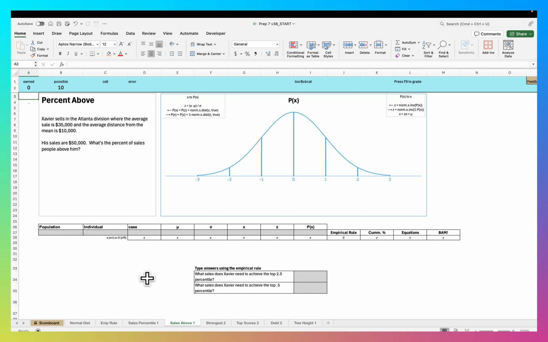Now in this problem, we're going to look for sales above. Okay, so we're going to be looking right rather than left. So Xavier sells in the Atlanta division, so the population is Atlanta.